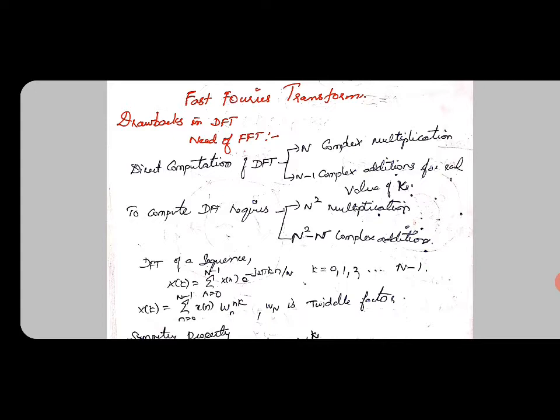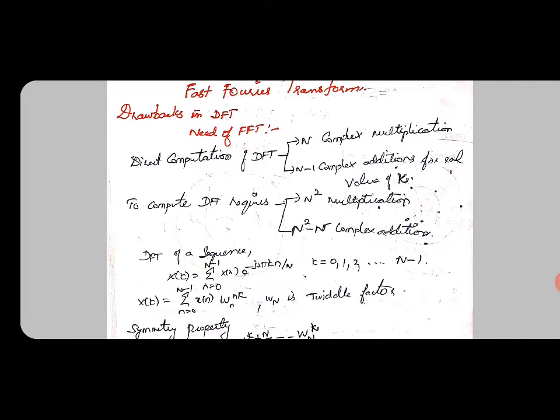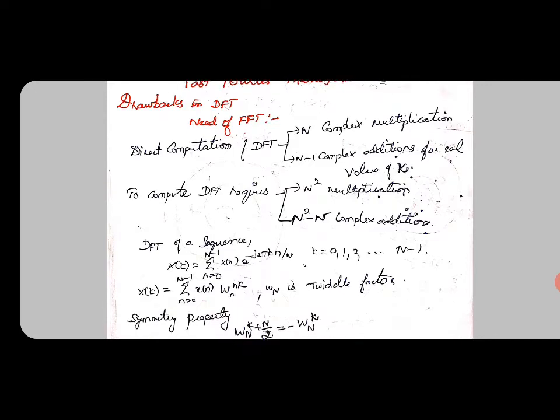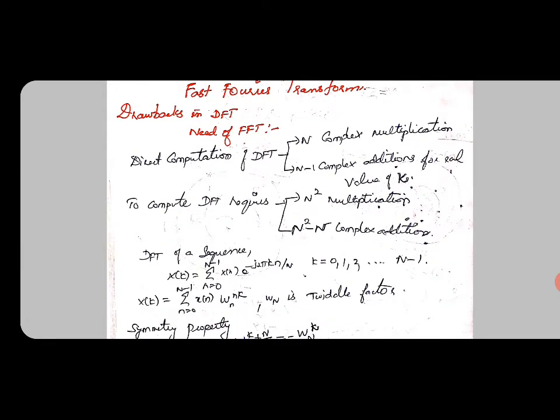Actually FFT was formed due to some drawbacks occurred in DFT. We can see what is the need of FFT. Direct computation of DFT involves n complex multiplications and n minus 1 complex additions for each value of k. As like that, to compute DFT we need n squared multiplications and n into n minus 1, which is n squared minus n complex additions.